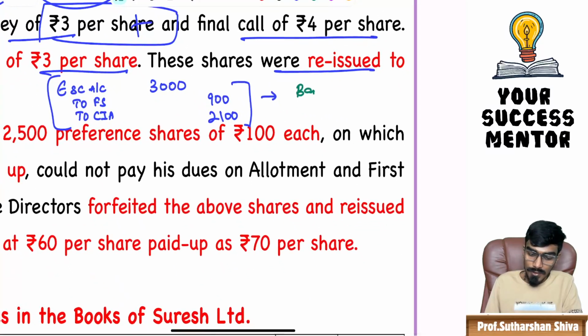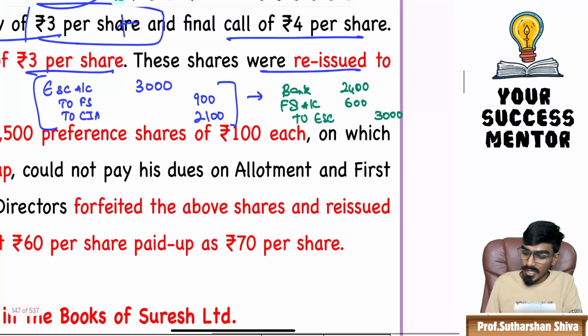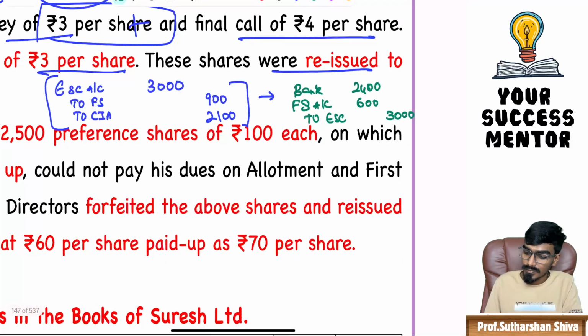Bank account debit with 8 rupees. 300 into 8 will bring you 2400. Forfeited shares with respect to 2 rupees, which is 600. Equity share capital 3000. So, what is my gain? 300 is a gain. So, you will be passing an entry forfeited shares to capital reserve. Are you able to understand?